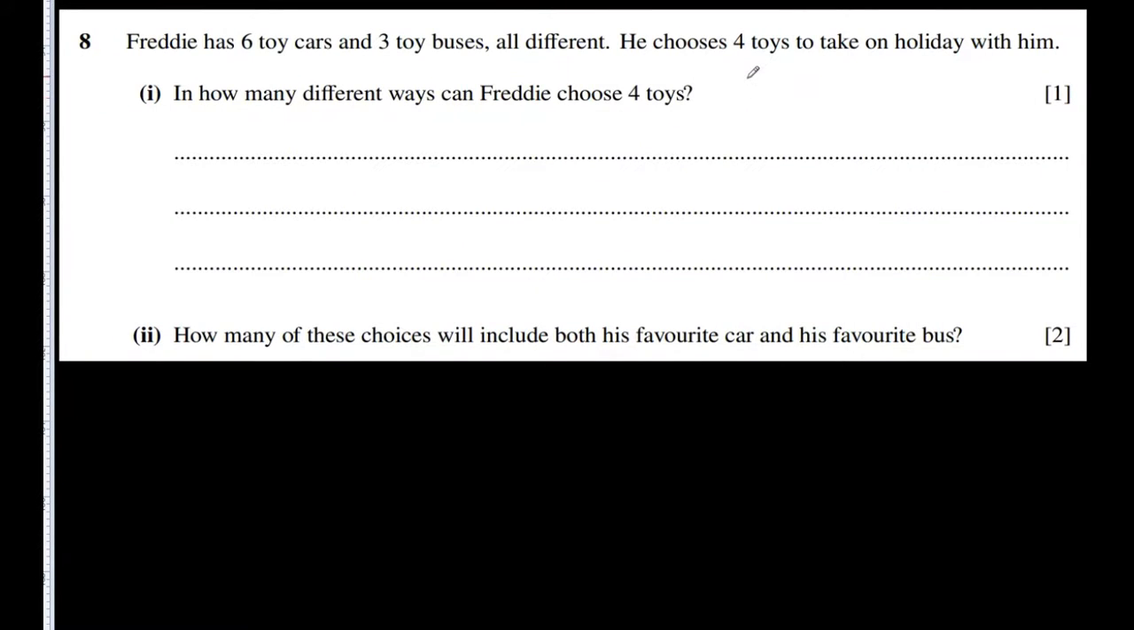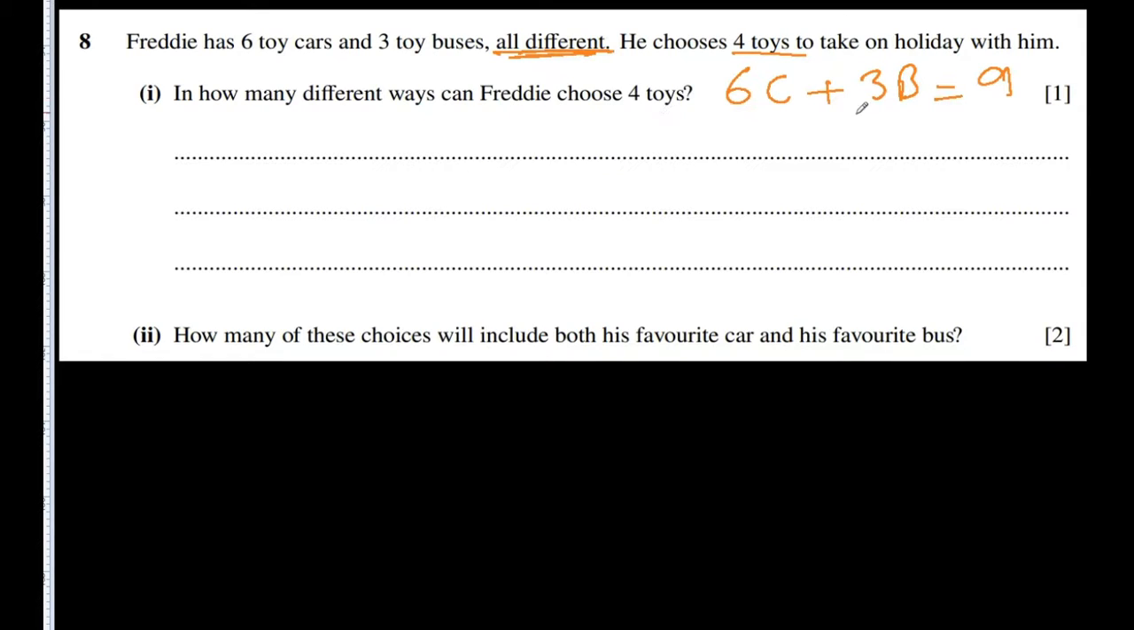Here Freddy has 6 toy cars and 3 toy buses. So 6 cars plus 3 buses equal to 9 toys. All different. This is important. They are different, meaning if they are identical, it is difficult to distinguish between them, but they are different. That means they are totally different from each other and we can count them separately. He chooses 4 toys to take on holidays with him. In how many different ways can Freddy do that?